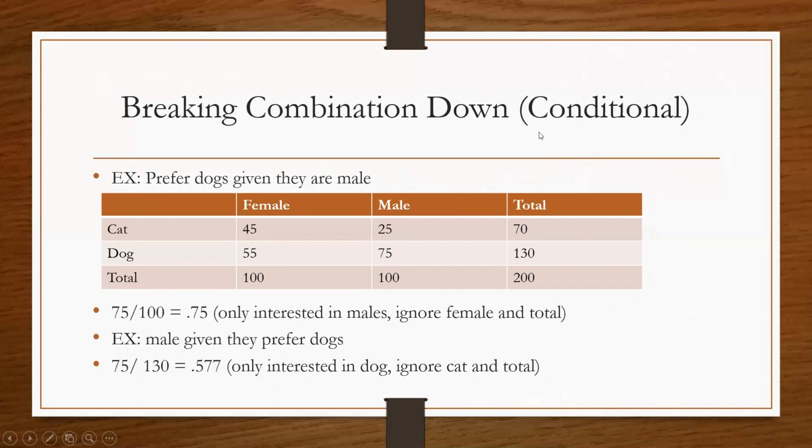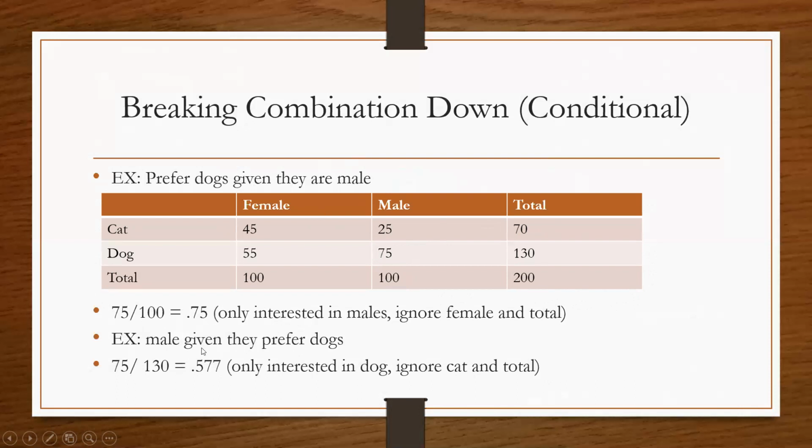So here's conditional. They prefer something given something else. You have to be very careful of the wording in this situation, because as you can see in my example, if you just change up the wording a little bit, it gets you two drastically different answers. So if they prefer dogs, given that they are male, you're only really interested in the male category and how many prefer dogs. So that's 75 out of a total of 100. And you just don't have to worry about the female or the total categories.